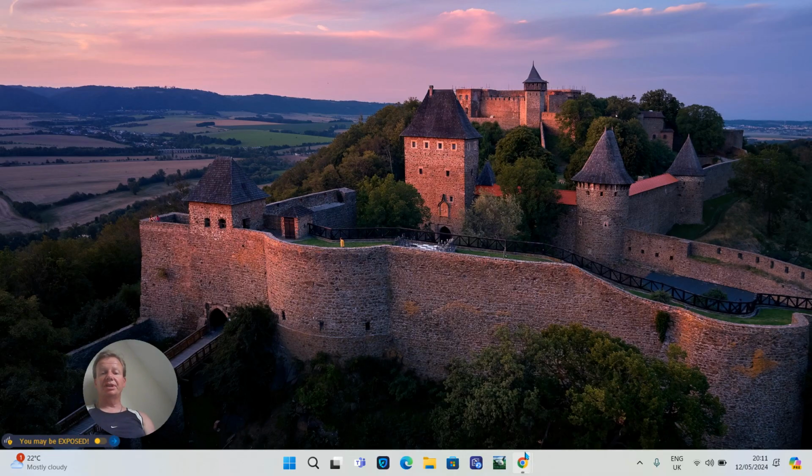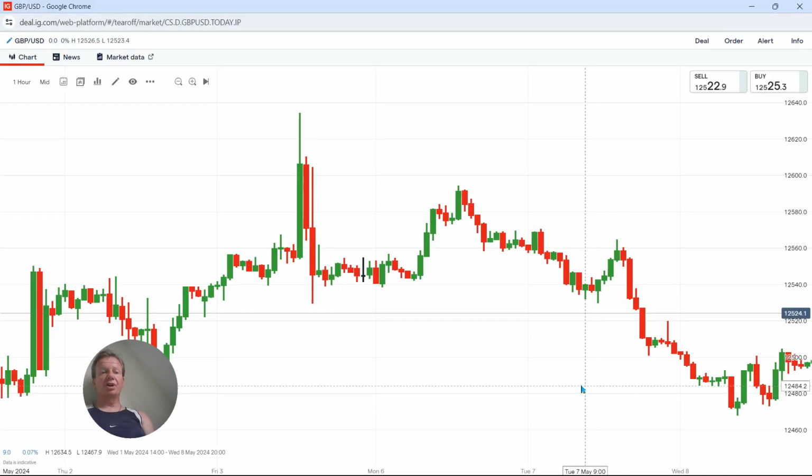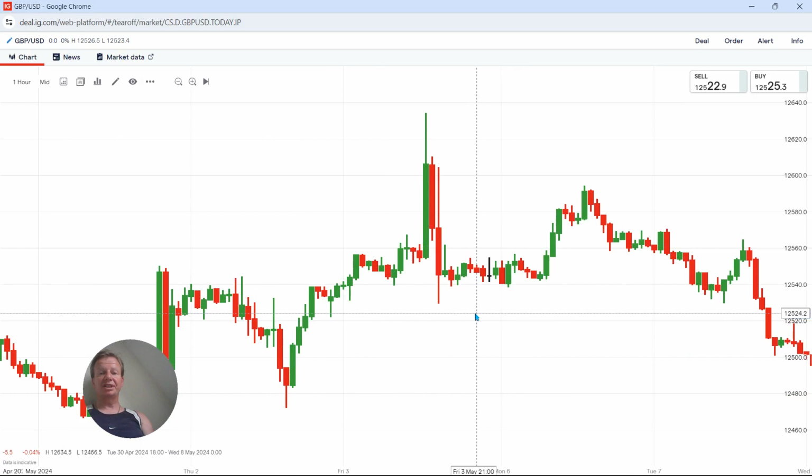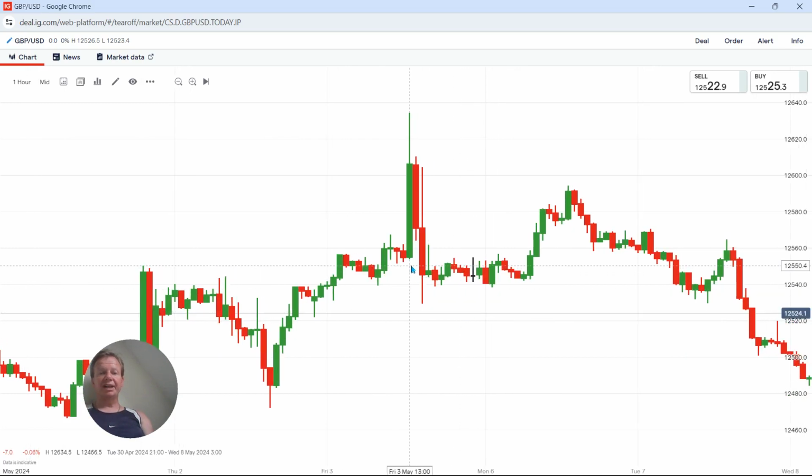Now I'll show you why you shouldn't be trading news events. So if I show you this, this is the chart of the pound against US dollar, and this is the hourly chart. So each of these candlesticks is an hour. Now here, this big spike here, this was on Friday 3rd of May. This is the first Friday of every month. The non-farm payrolls comes out of America, and it's a report saying how many people are currently employed in the United States.